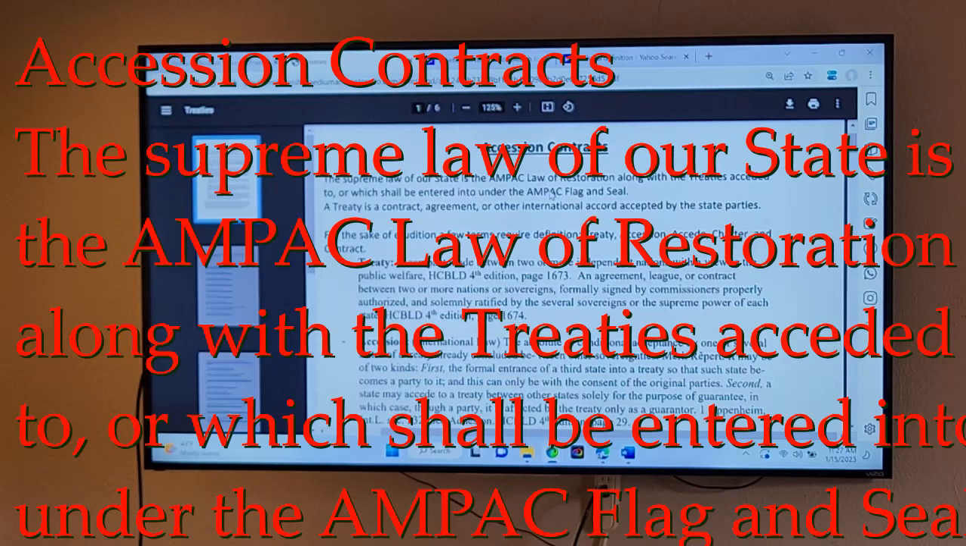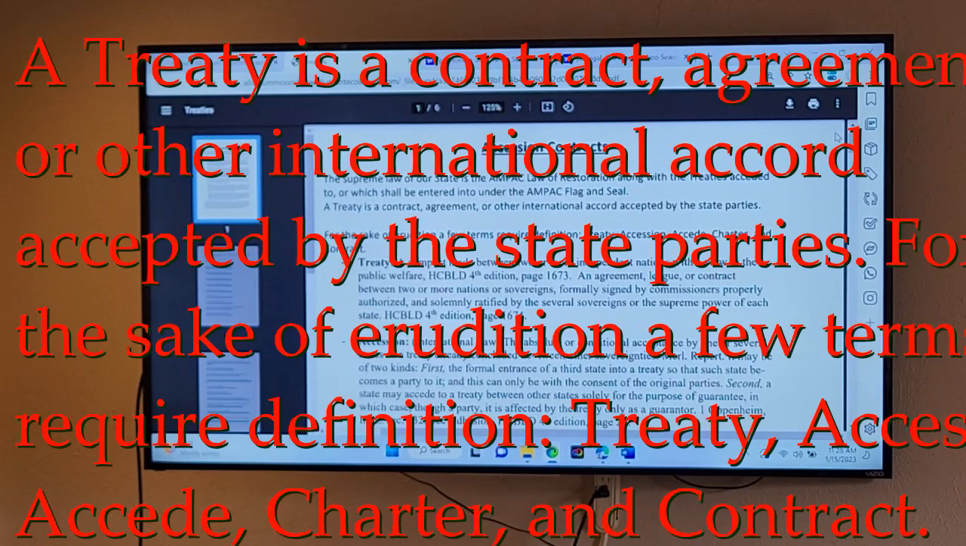Accession contracts. The supreme law of our state is the AMPAC law of restoration, along with the treaties acceded to or which shall be entered into under the AMPAC flag and seal. A treaty is a contract, agreement, or other international accord accepted by the parties. For the sake of erudition, a few terms require definition: treaty, accession, accede, charter, and contract.